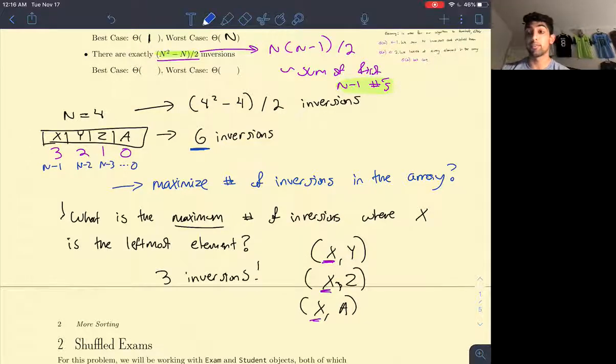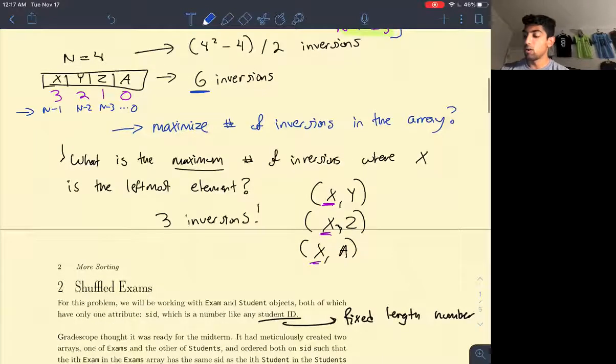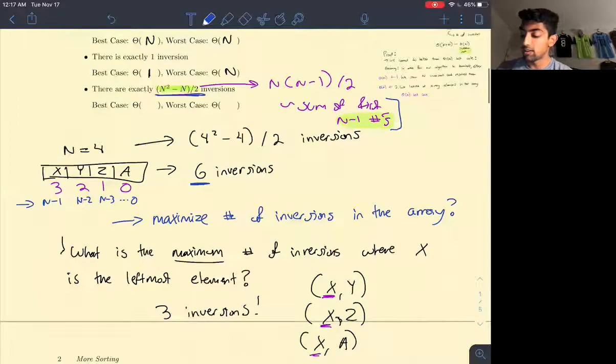That's the maximum number of inversions we can possibly have because each element can at most be part of an inversion with everyone to the right of it, right? So we see here that the maximum number of inversions in the array is the sum of n minus 1 all the way till 0, and that sum is the total number of inversions that's given to us in the prompt.